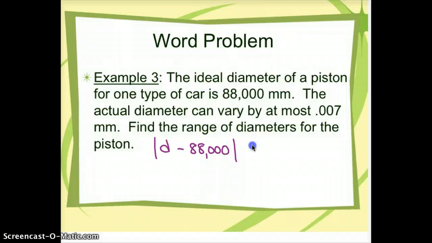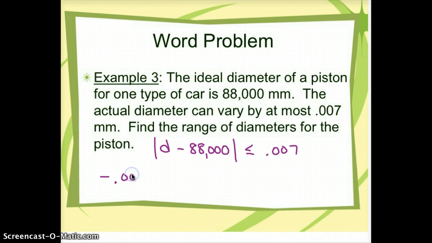I want that to be less than or equal to 0.007. So I'm going to solve this inequality, I have an absolute value inequality here. I want the difference between the actual diameter and 88,000 to be less than or equal to 0.007. Either way, it could be positive or negative difference. So I'm going to say, oh, this is an and statement. So this is going to be a compound inequality like this.